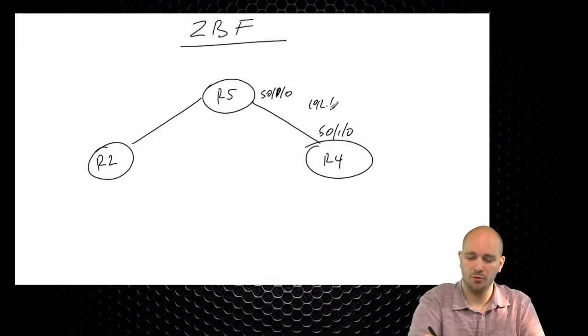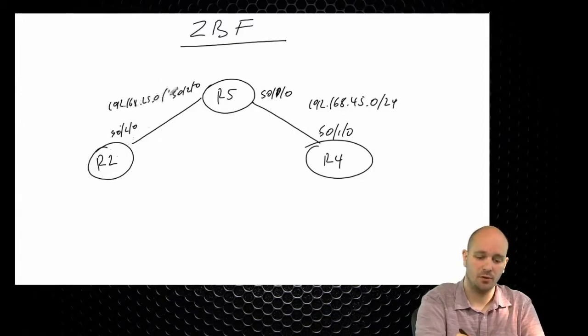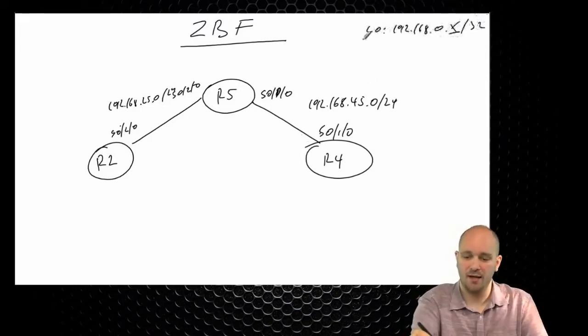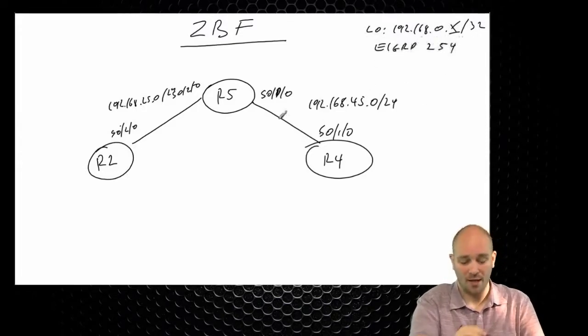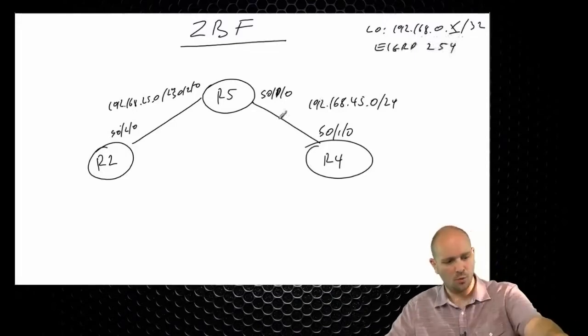The network is 192.168.45.0/24. And here I have serial 0/2/0. The network is 192.168.25.0/24. All my routers will have a loopback interface 192.168.x.x/32, where x is the router number, and I'm going to be running EIGRP 254 on them. Now, this is already pre-configured, so I already have these couple of things working in my network.